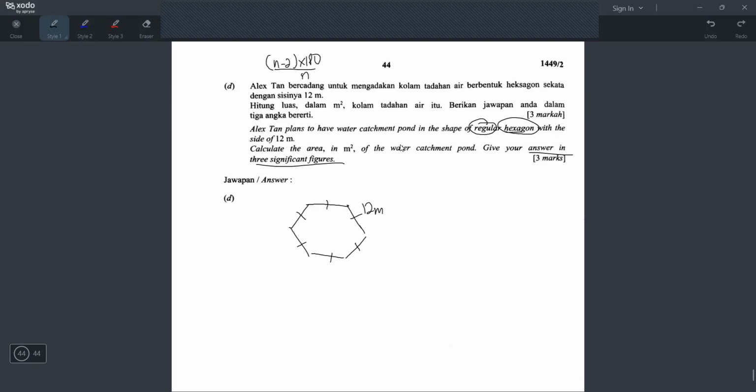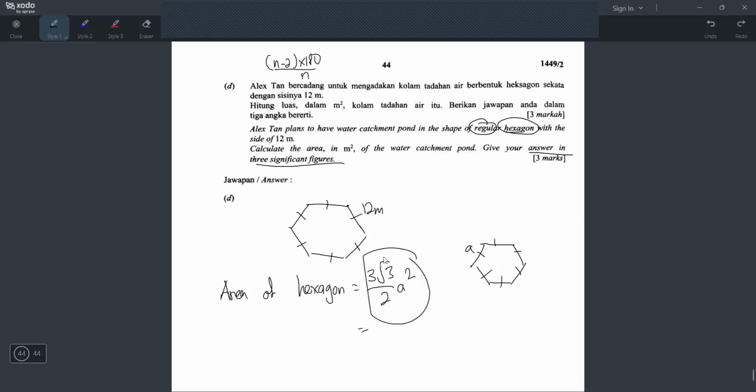Okay, they want to find area of this pond, means area of hexagon lah. So how can I find area of hexagon? Okay, there is a formula that you can use. The formula is 3 square root 3 over 2 a square, where a stands for the side of the hexagon. But you can only use this formula when it's a regular hexagon. But there's actually another method. I'll show you another method later.